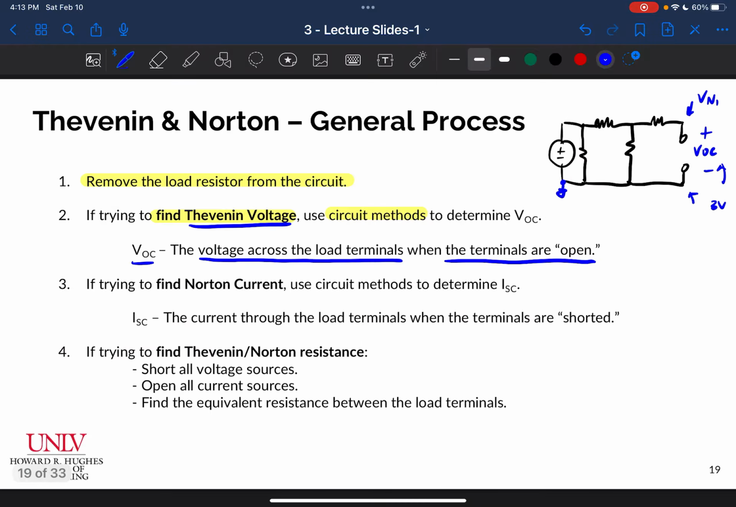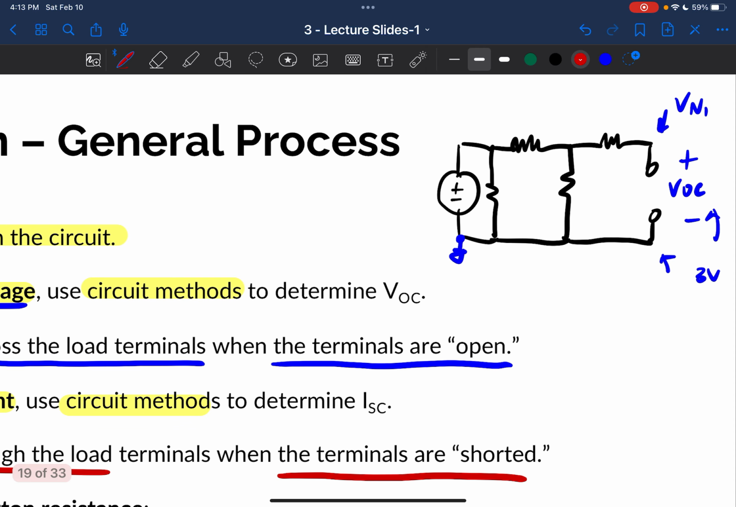Now, the second thing, this is step 3, but it's the second of the 3 quantities we're interested in. If I'm trying to find the Norton current, I use circuit methods, again KVL, KCL, whatever, to determine the short circuit current. What is the short circuit current? It is the current through the load terminals when the terminals are shorted. So right now they're open when I want to find VOC. In order to find the short circuit current, I now short those terminals. So that voltage would be 0 now. But now I need to determine what is the current that flows here.